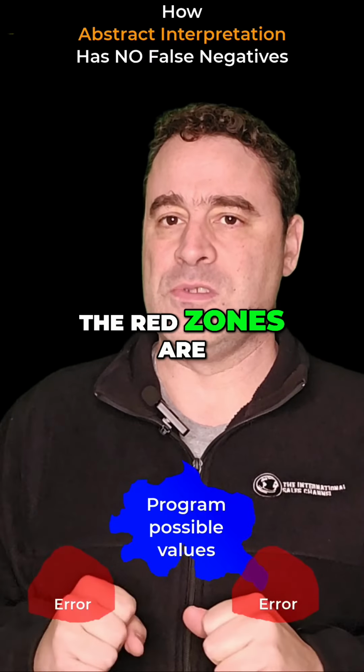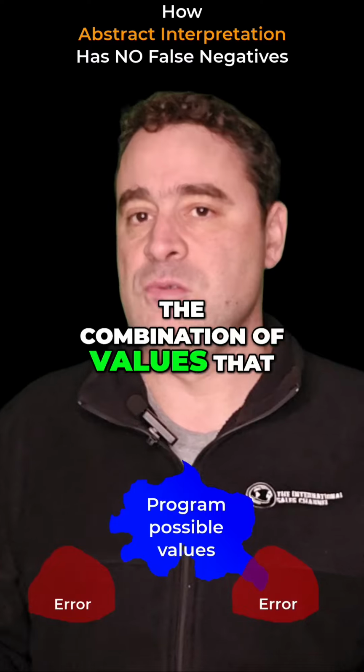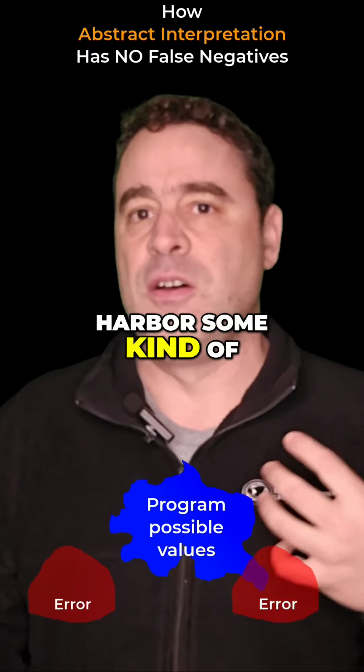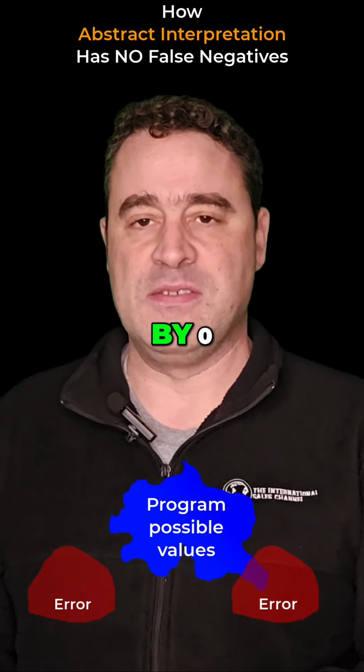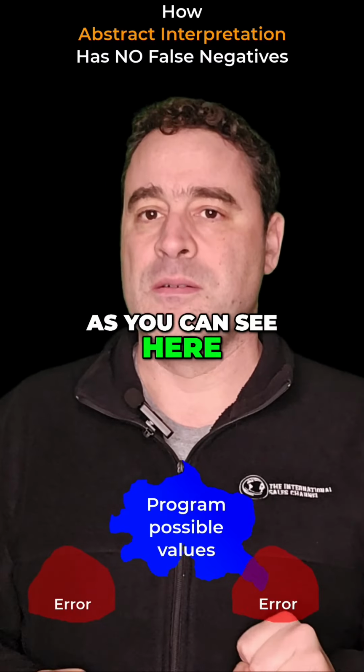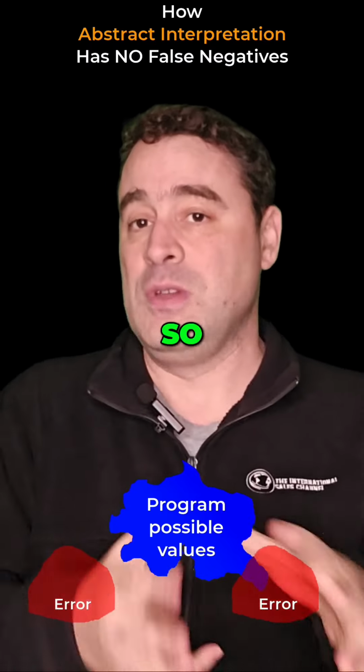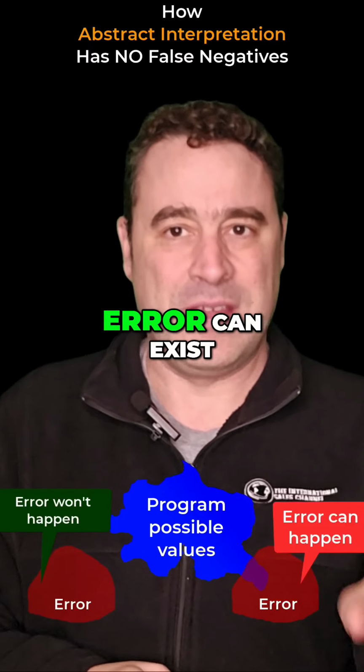The red zones are the combination of values that harbor some kind of runtime error. Say, for example, an out-of-bound array access or division by zero. Now, as you can see here, there's an intercept, right? So there's an overlap. So you know that this error can exist.